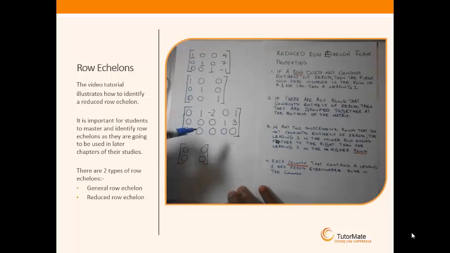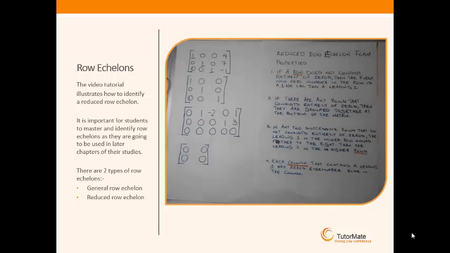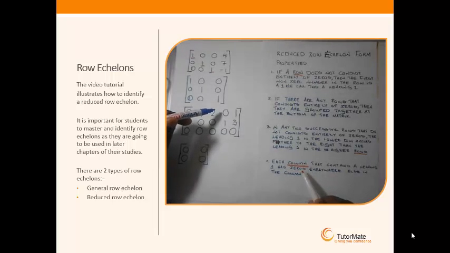Please contrast this with this one. This column does not contain a leading one, so it does not matter if it has a 2 here, because it does not have a leading one. This column, remember, we're talking about a column, not a row. We're talking about a column, not a row. So the column with the leading one.